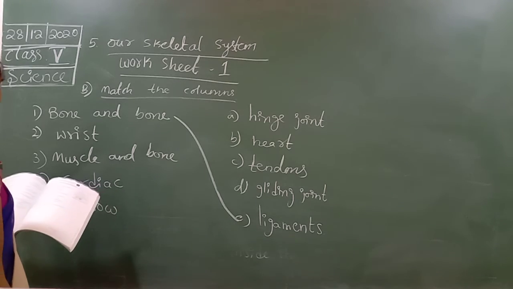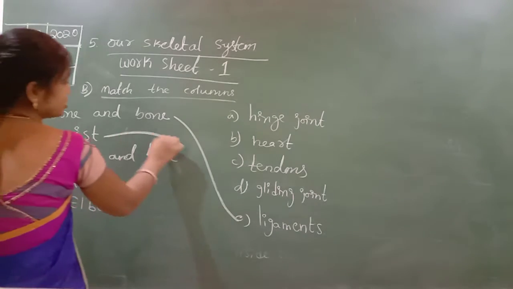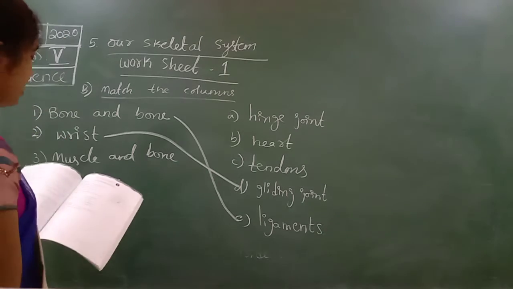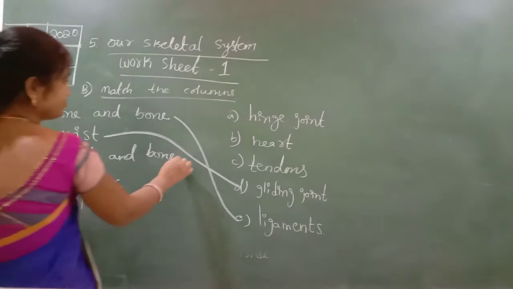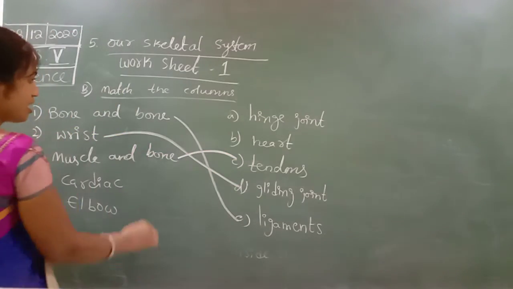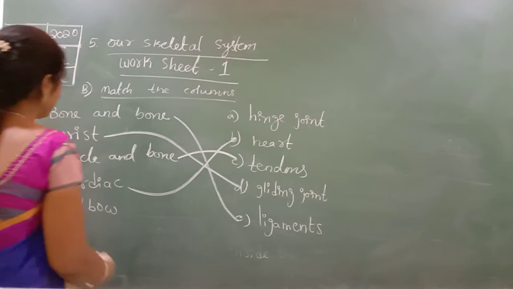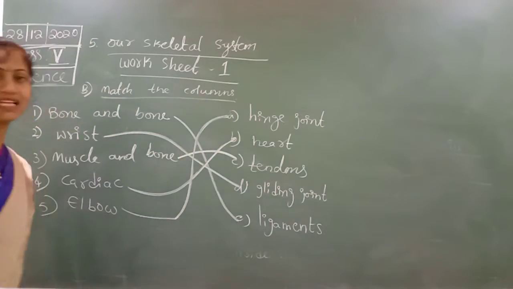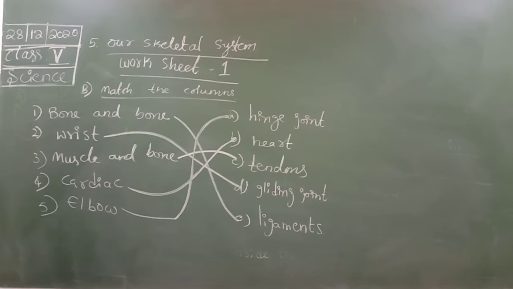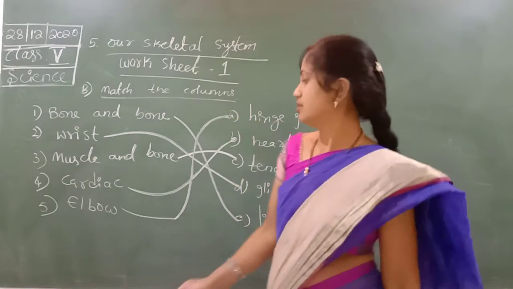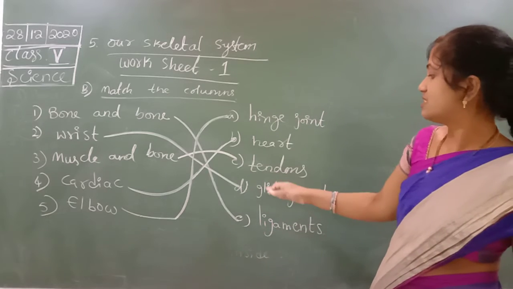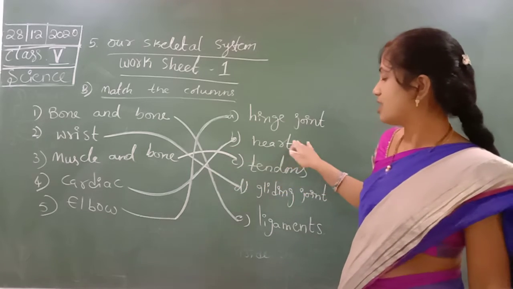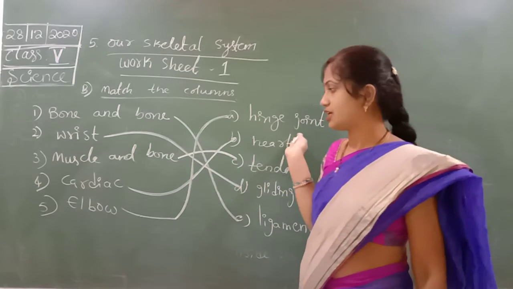So next, wrist, gliding joint. Okay. Next, muscle and bone, tendons. Cardiac, heart, elbow, hinge joint. So like that we have to match it very easily. Bone and bone, ligaments, wrist, gliding joint, muscle and bone, tendons, cardiac, heart, elbow, hinge joint.